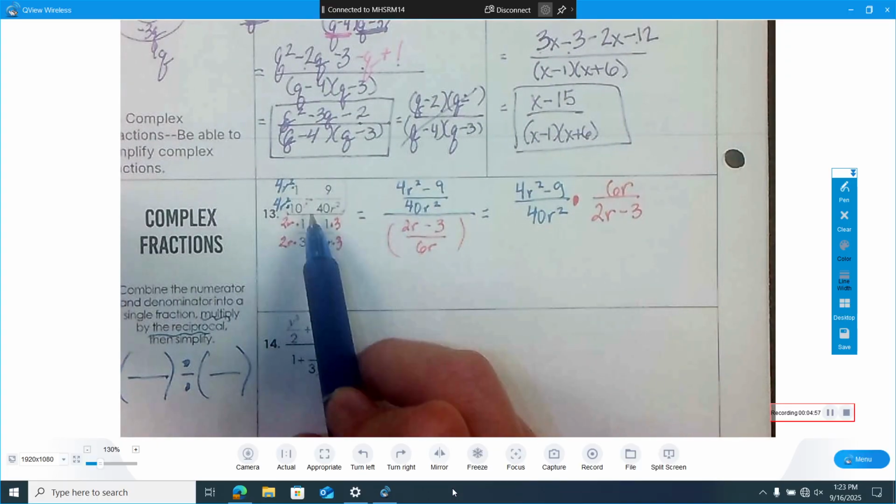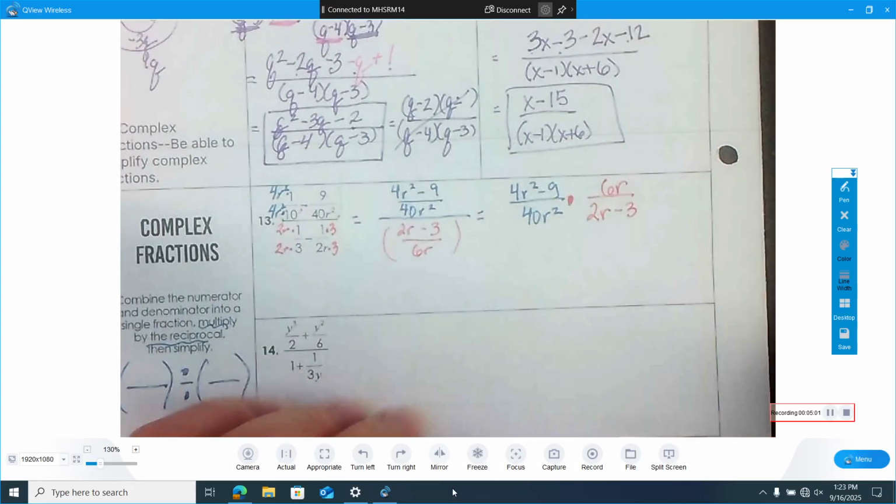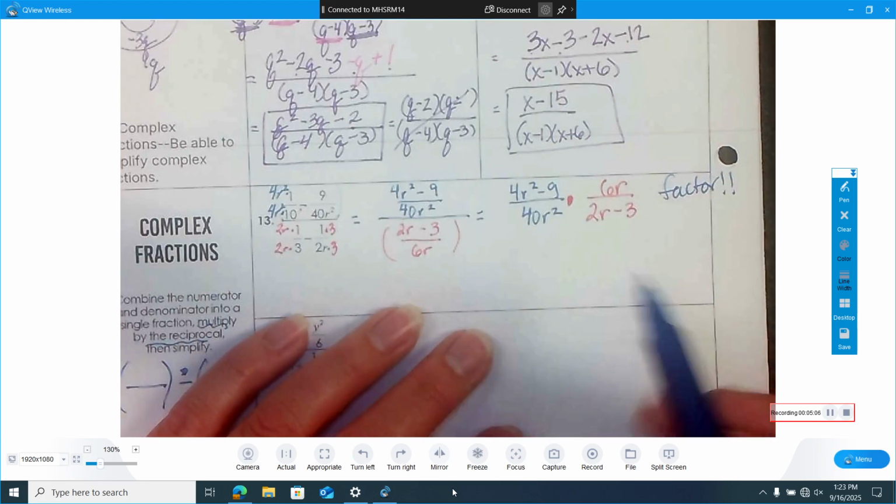When we add and subtract, we need a common denominator. But here, we're multiplying and dividing, and that's easy. What we want to do is factor, though. So factor, factor, factor.